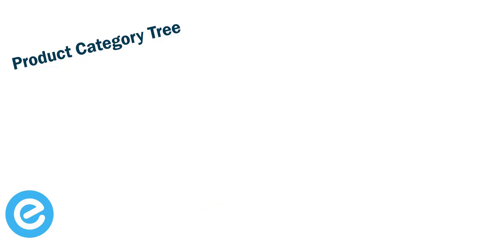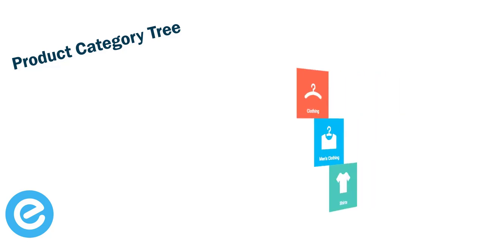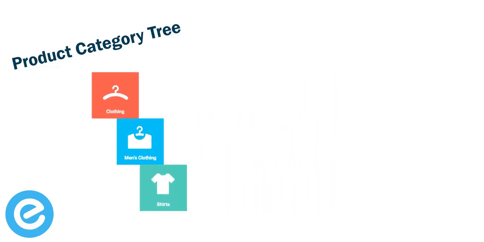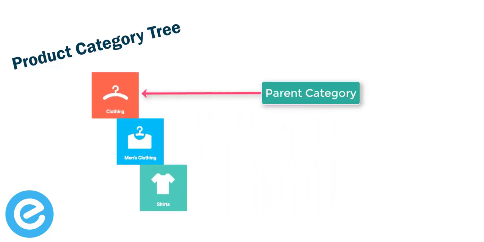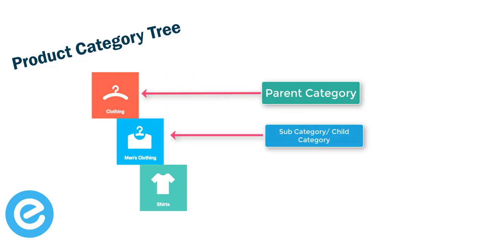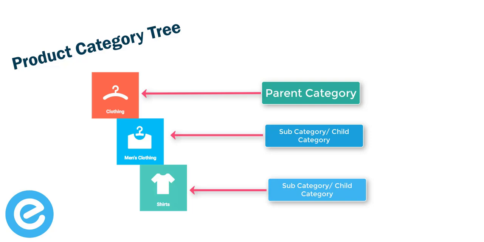Let's take a look at an example of a product category tree. In this example, we have a parent category of clothing, followed by a subcategory of men's clothing, with an additional subcategory under that of shirts. This is a good example of a product category tree that goes down to 3 levels. In this example, your customer would be able to easily navigate to men's shirts.